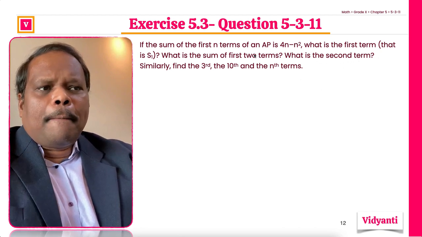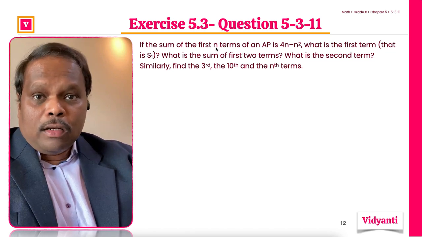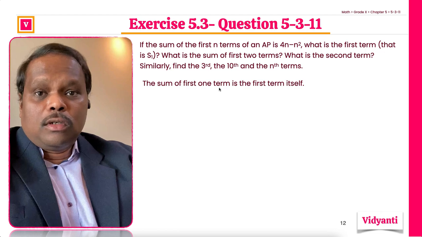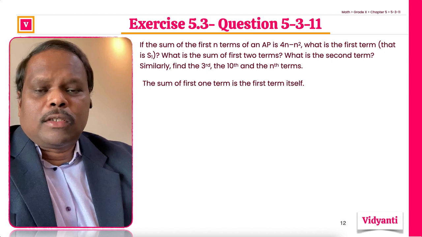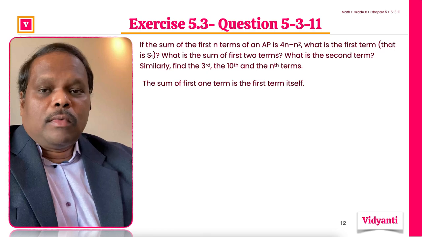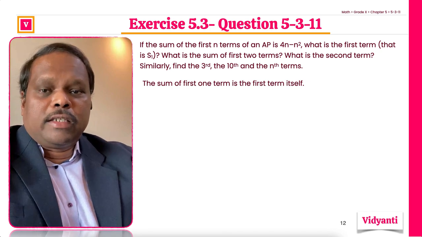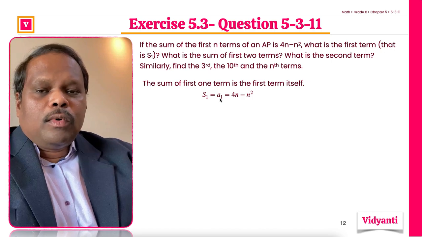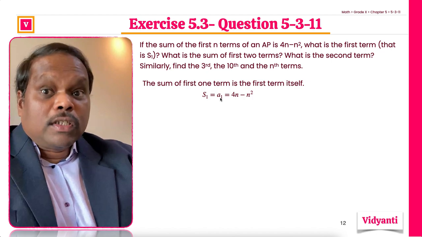So let's try to substitute different values, and let's put the simplest value of n, which is 1. The sum up to one term is the first term itself, because there is only one term. So S1 will have only a single element, and that would be A1 itself. S1 is A1 because by this time we have accumulated only one term. The total is just the first term itself.